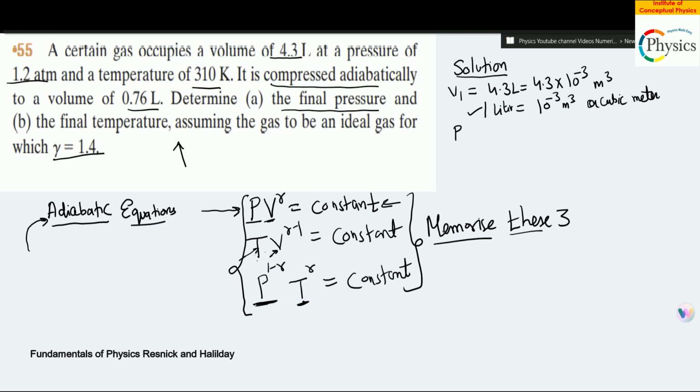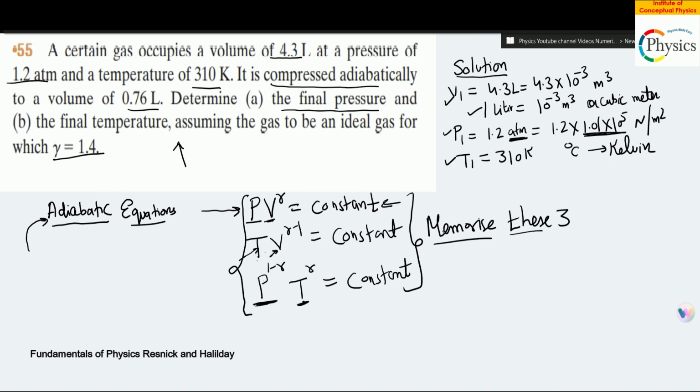Second, the pressure at that point is 1.2 atmosphere, which is equal to 1.2 into 1.01 into 10 raised to power 5 Newton per meter square. Again, atmospheric pressure has been converted into Newton per meter square. And the temperature, you don't need to do anything with the temperature because it is already in Kelvin. Had it been in centigrade, always convert it into Kelvin. I hope this is making sense to you, right? So first situation is known to you.